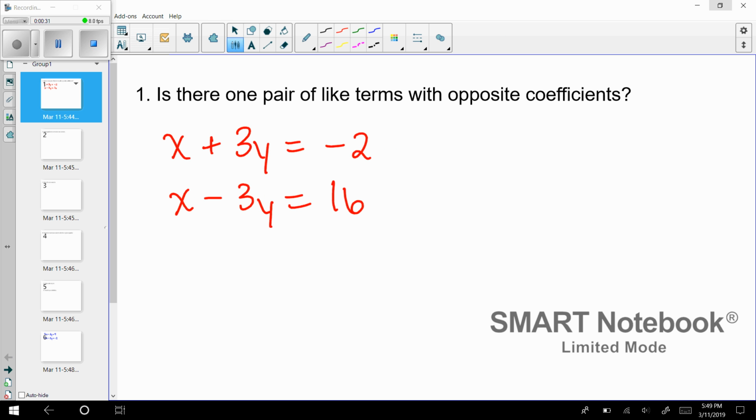So I can see that I have x and x. Those are the same coefficient. They're both 1. However, I look at my 3y and -3y, and I see that I have a +3 and a -3. So there are my opposite coefficients. Those are the ones that I'm going to be looking to eliminate.